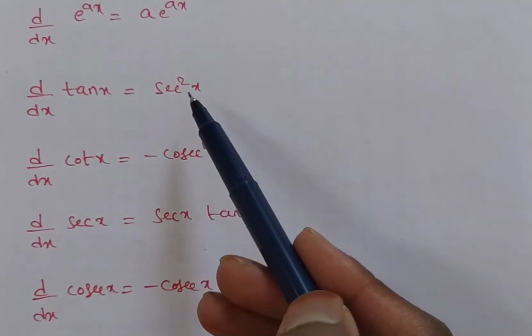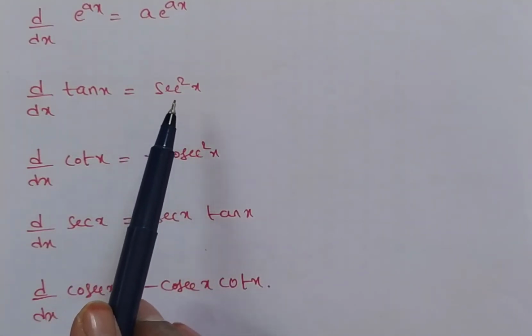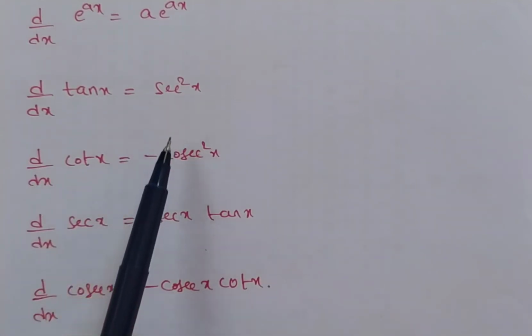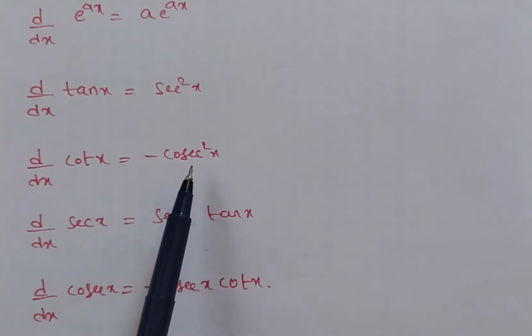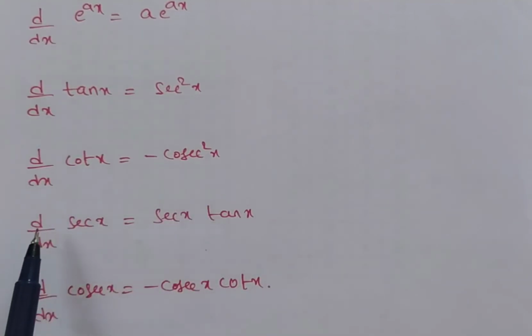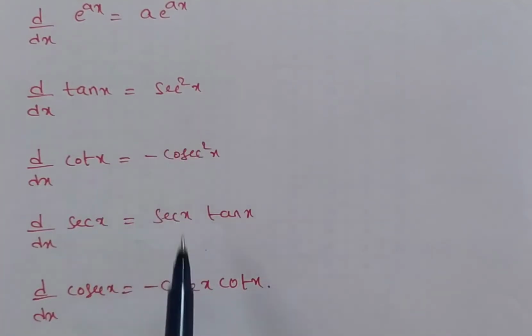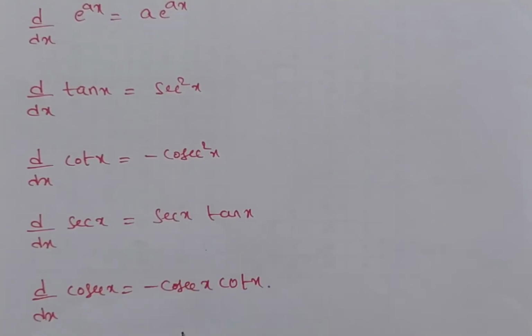But you observe the right side part. From this, what can you say? Integration of secant square x is tan x. But will you say integration of secant x? Are you getting anywhere? No. Here also you see, cot x derivative is minus cosecant square x. So integral of cosecant square x you can say is minus cot x. But will you say where you have the right side part as tan x or cot x or secant x or cosecant x? No. So you cannot get it directly.